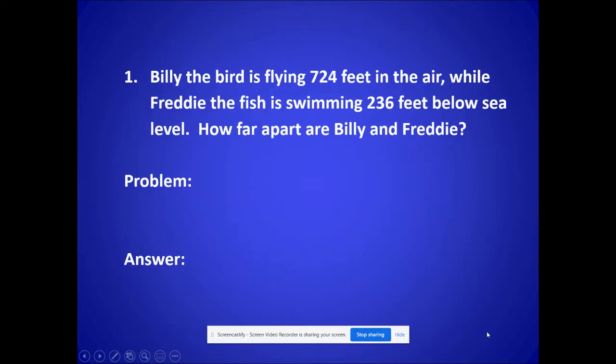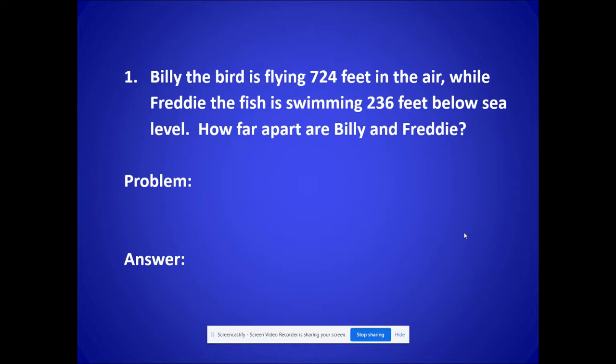So let's look at number 1 on your handout. It says Billy the bird is flying 724 feet in the air, while Freddie the fish is swimming 236 feet below sea level. How far apart are Billy and Freddie? Well, Billy the bird is flying 724 feet in the air, so that distance is from 0 to 724, a positive distance. Freddie the fish is 236 feet below sea level, that would be a negative 236 if you wrote the integer. So we want to know the distance from negative 236 to 0.